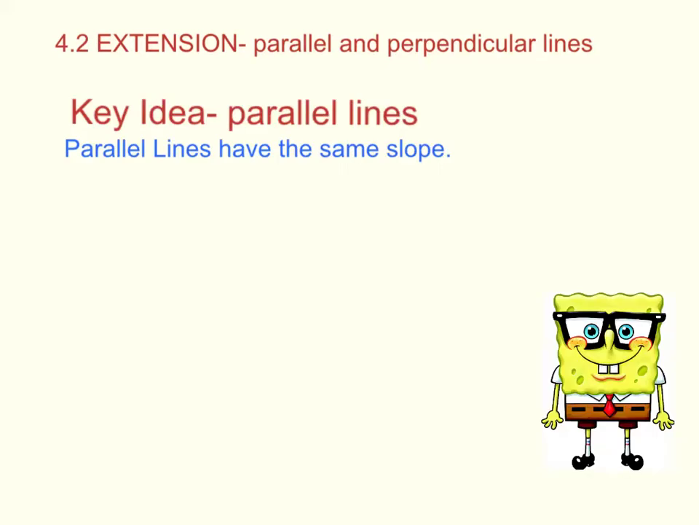So I'm going to start off by just telling you right now what the first two key ideas are. The first key idea is on parallel lines. Parallel lines have the exact same slope. That's it. Parallel lines have the same slope. If you have two parallel lines, their slopes are always going to be the same.